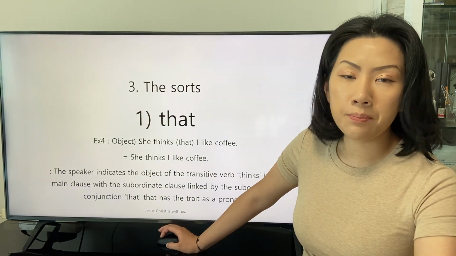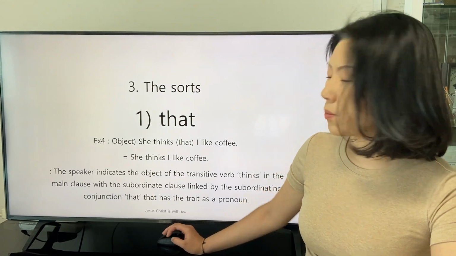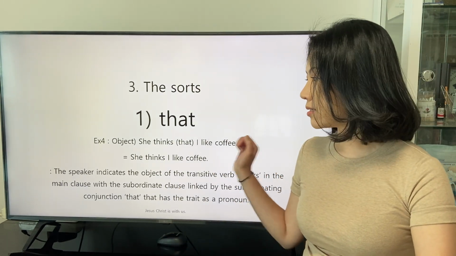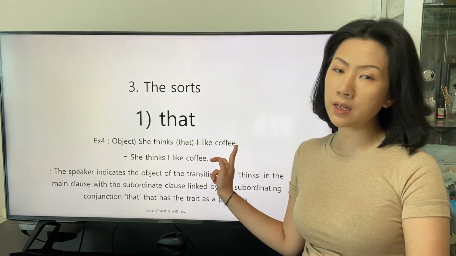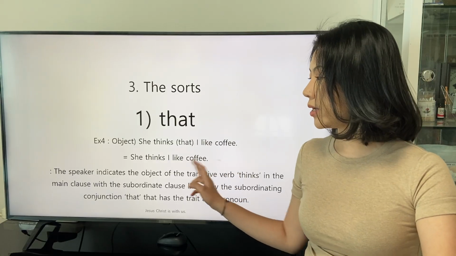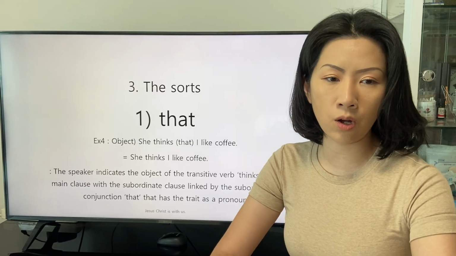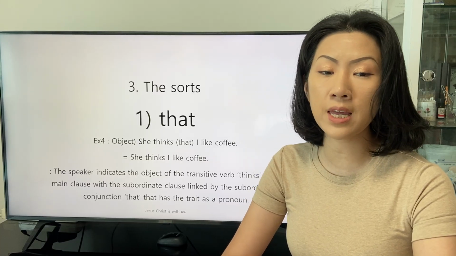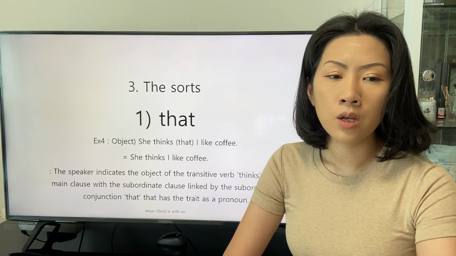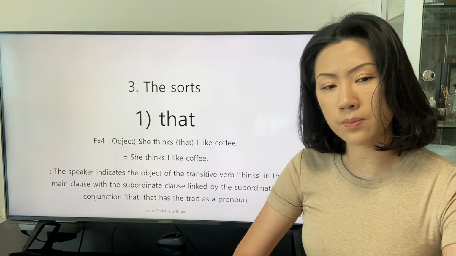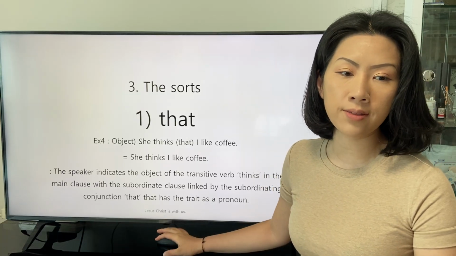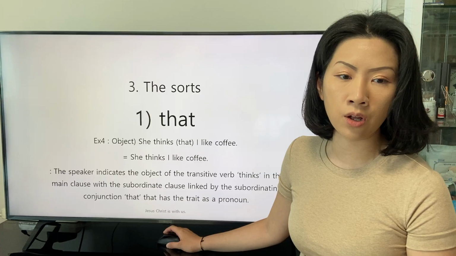The fourth example that can be abbreviated is this. She thinks that I like coffee. This can be stated in this way. She thinks I like coffee. The speaker indicates the object of the transitive verb thinks in the main clause, with the subordinate clause linked by the subordinating conjunction that has the trait as a pronoun.